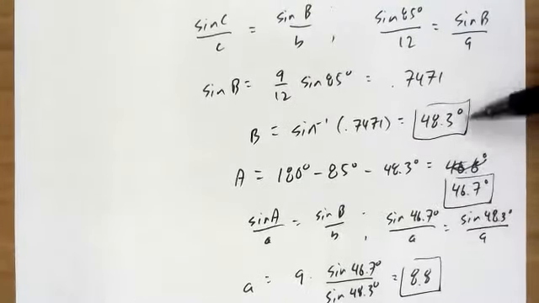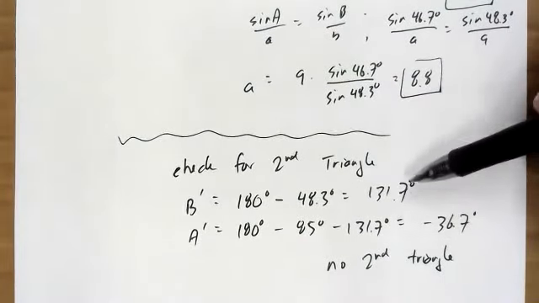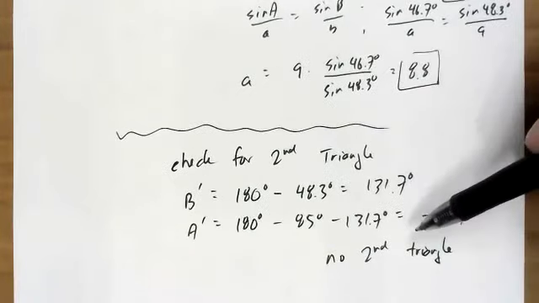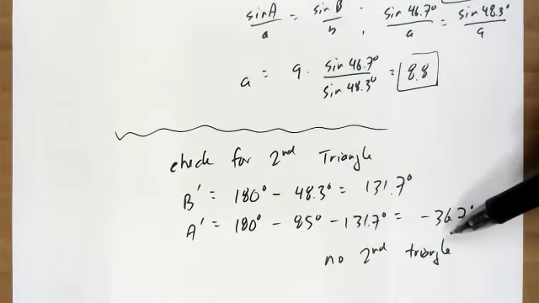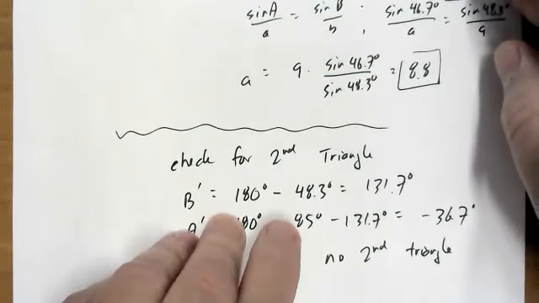Whenever I'm working, I don't know if there's 2 triangles or not. I have to check. And once I start figuring out the information for the second triangle, when I hit a negative angle, I could stop and say there's no second triangle.